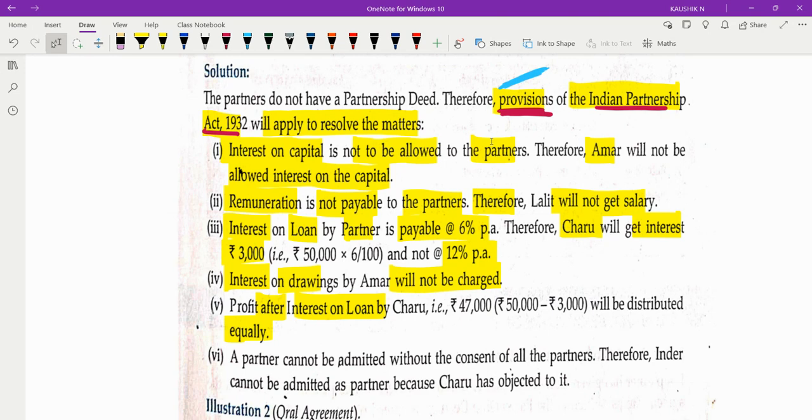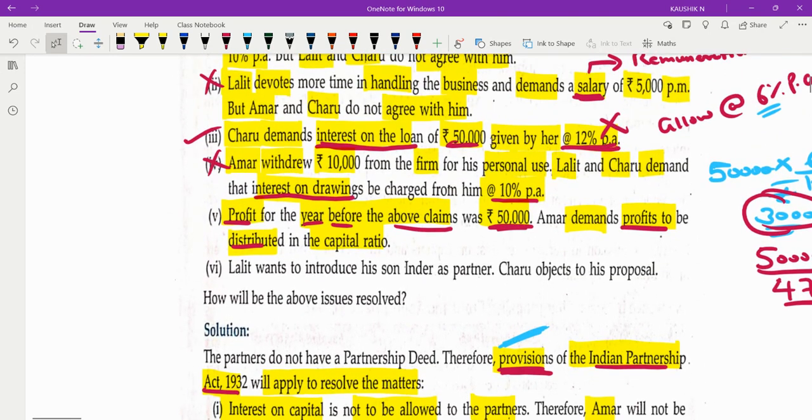Any doubt? Now coming to the sixth category. What's the concept about? Lalit wants to introduce his son Inder as partner. Charu objects to his proposal.